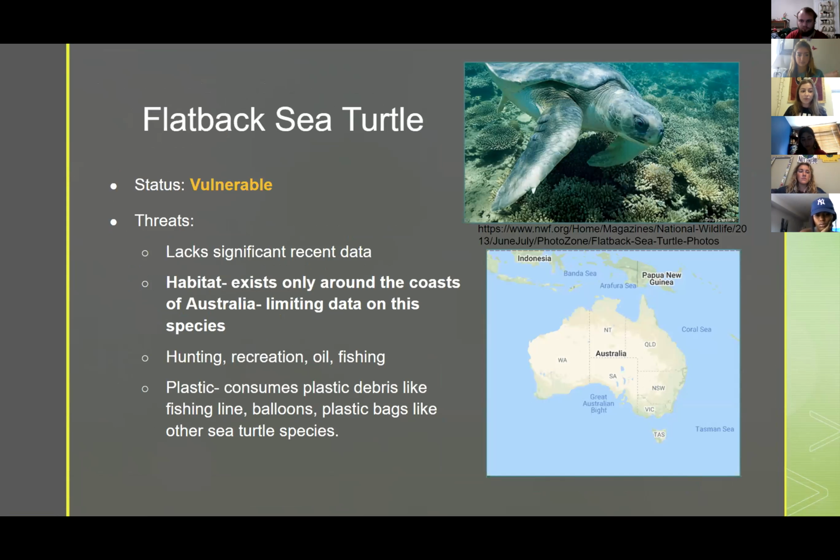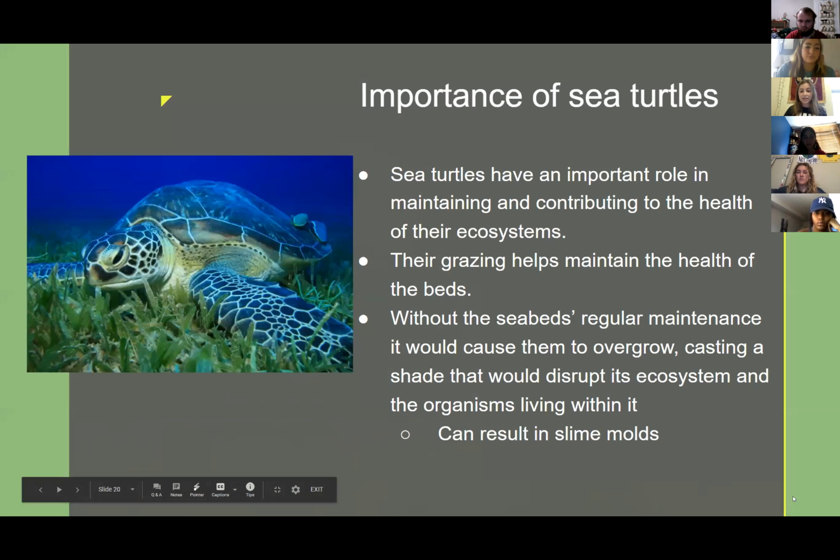This species has a vulnerable conservation status, but it also lacks any significant data because of its highly localized habitat around the coastline of Australia. Because of this, the only real data we have is outdated information from the Australian government, so it has that tentative vulnerable status, but it is still at risk from other coastline pollution, such as plastic debris like fishing line, balloons, and plastic bags. And next will be Amaya.